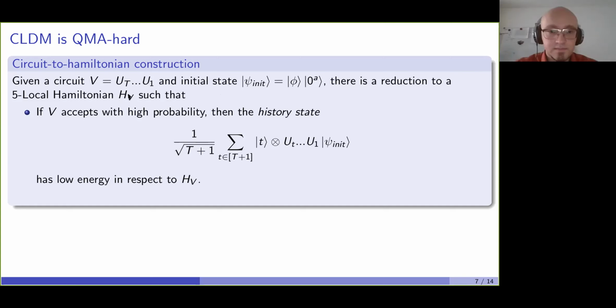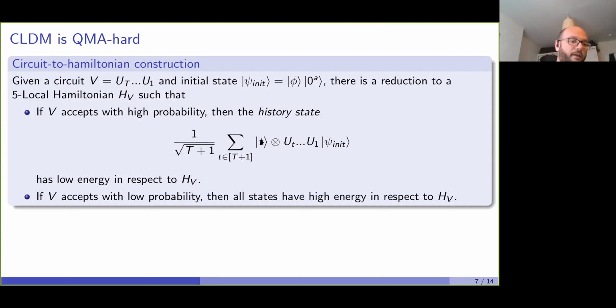So as I was saying, if you have a QMA verification where you have a circuit V, and it is a yes instance, so V accepts with high probability, then the history state of this computation has low energy with respect to the Hamiltonian. By history state, I mean the superposition of snapshots of this computation. So I have a uniform superposition over a timestamp T that goes from the first gate up to the last gate. Then you have the initial state, on which you apply the first T gates of the computation. I call this the history state of the computation.